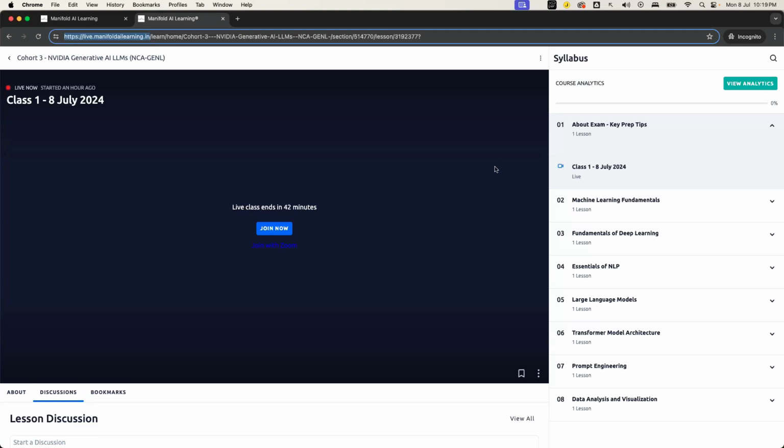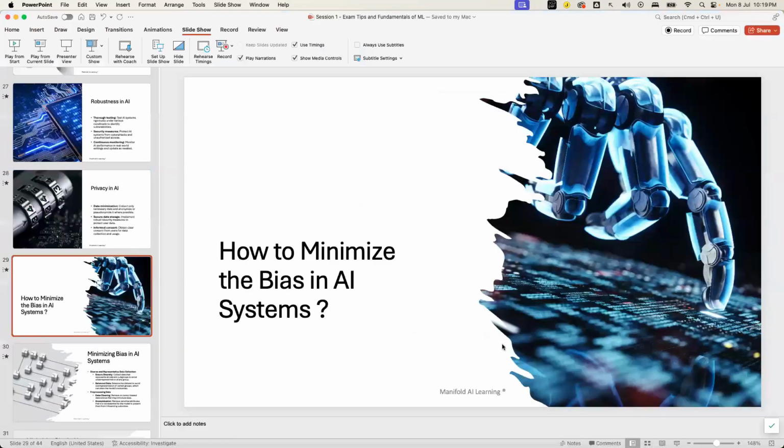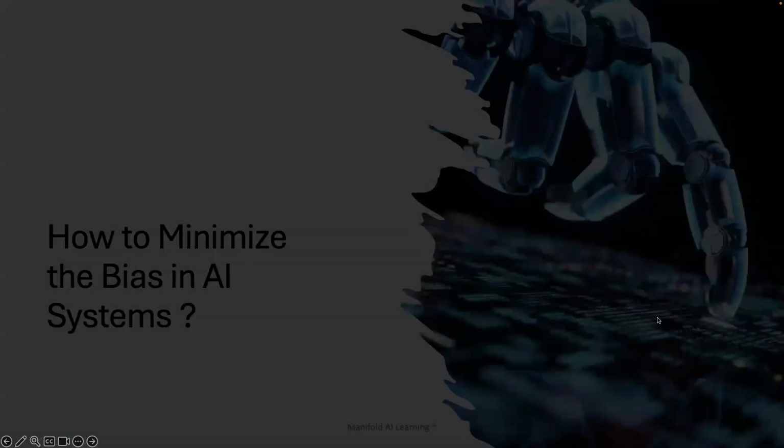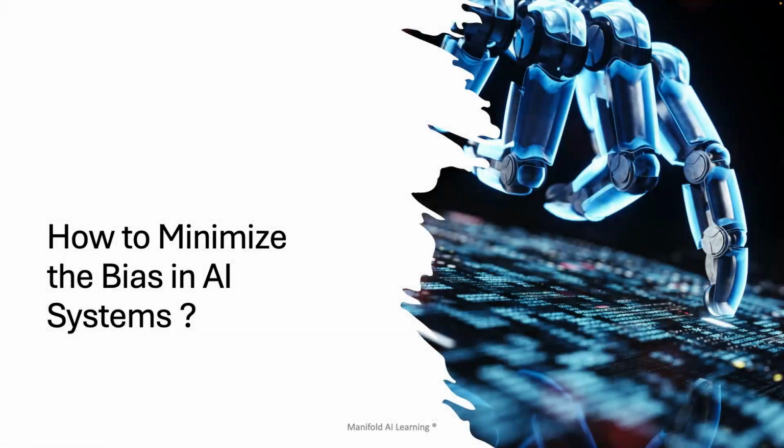So now that the basics are clear on how you can access the learning resources, let's come back to our lesson. The next topic is how can we minimize the bias in AI systems? This is also one of the key topics mentioned in the NVIDIA study guide. So let's have a look at the ways in which we can minimize the bias in an AI system.